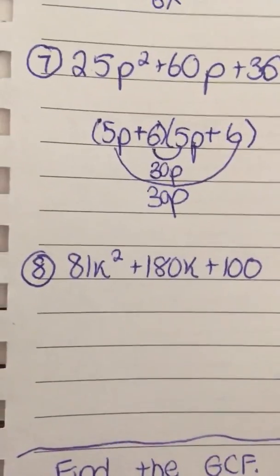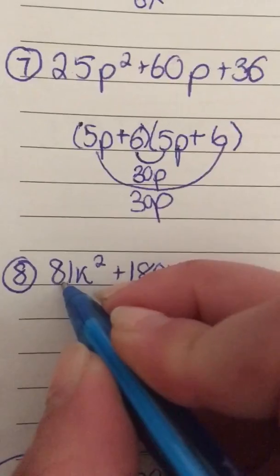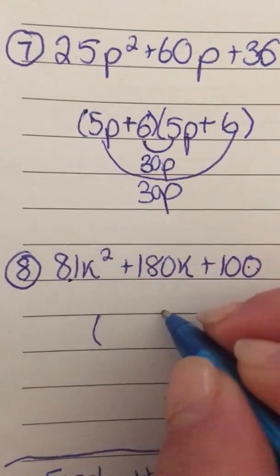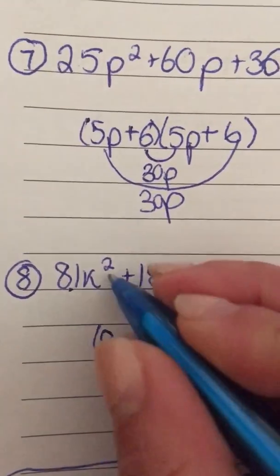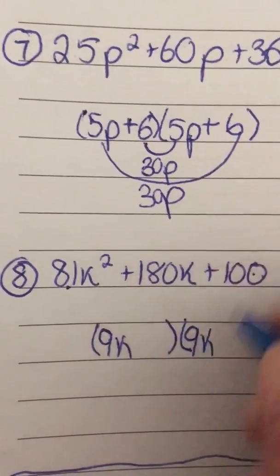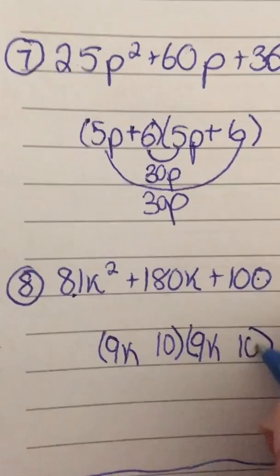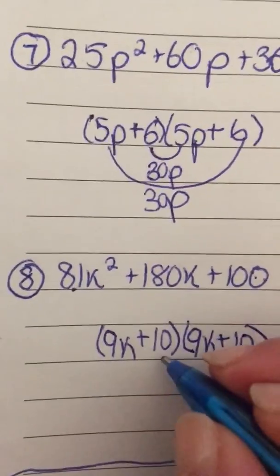And then we have this one. Again, perfect squares. 81, square root of that is 9. 100, square root of that is 10. So let's set it up. We said square root of 81 is 9, and there's a k with it. For the first, everything's in the first. And then the last, square root of 100 is 10. There's no k with it. Everything's positive. And then just check your inner and outer products.